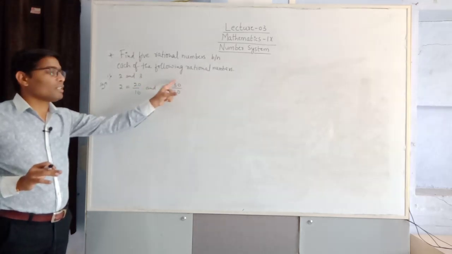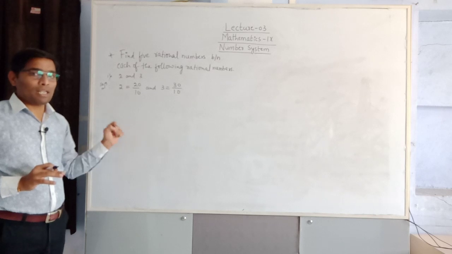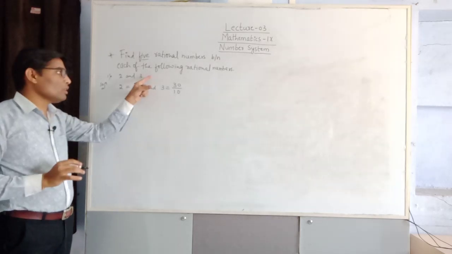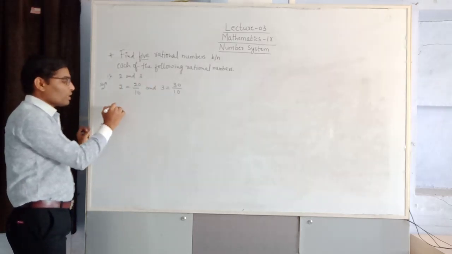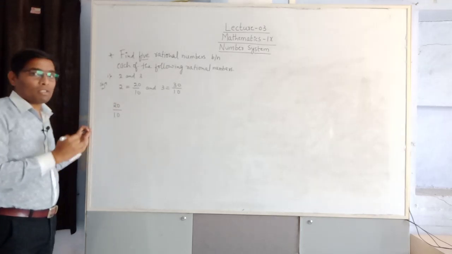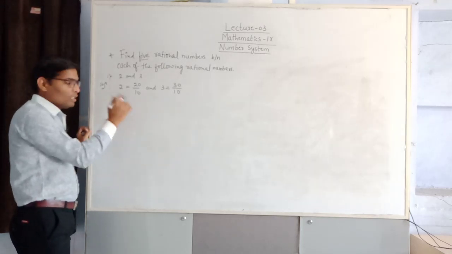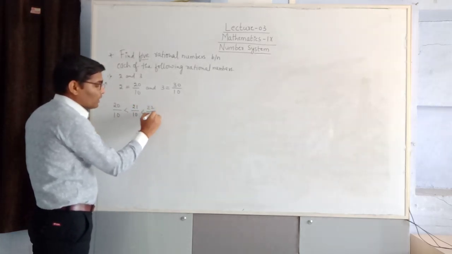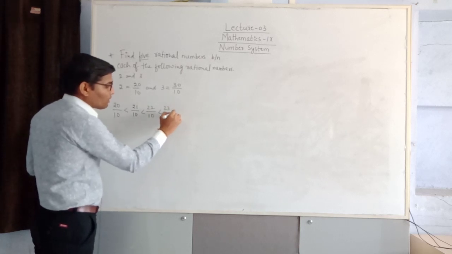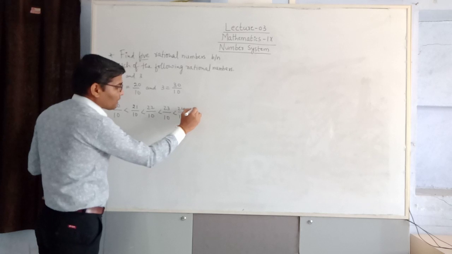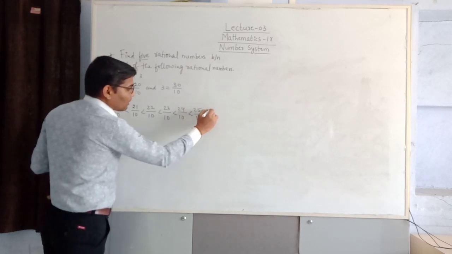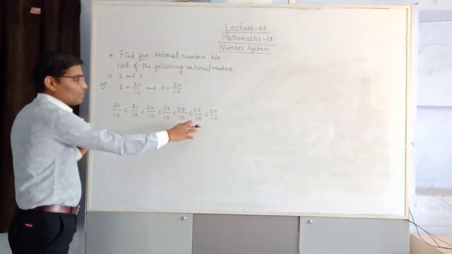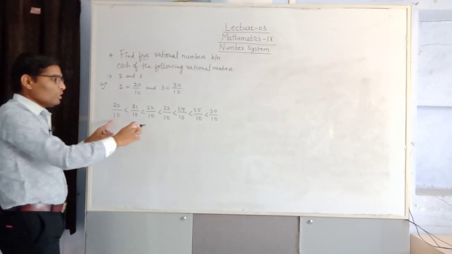Now between 20 and 30 we need to write the required number of rational numbers. He asked for 5, so we can write any 5 between 20 and 30. Before that, we write them in increasing order. The smaller one is 20 by 10, which is less than 21 by 10, less than 22 by 10, less than 23 by 10, less than 24 by 10, less than 25 by 10, and the last one is 30 by 10. We need 5 only, so I have written 1, 2, 3, 4, 5. These are the rational numbers present between 20 and 30.